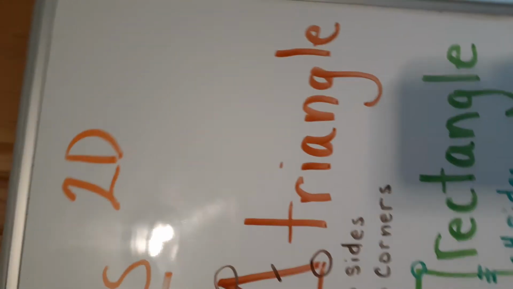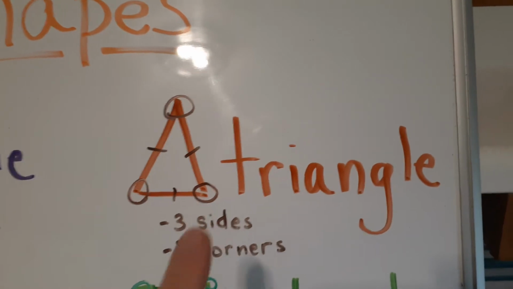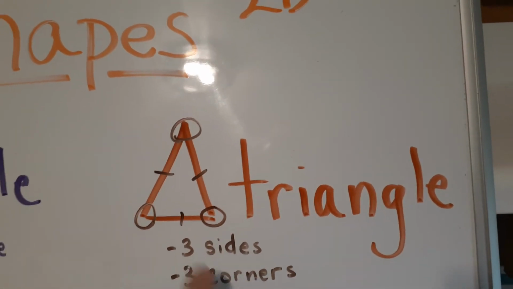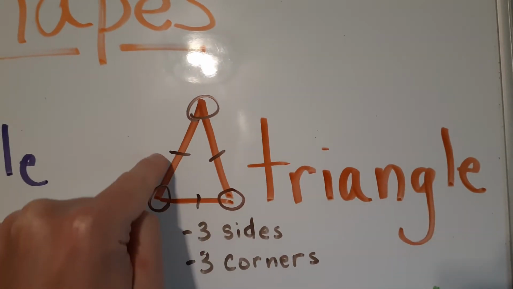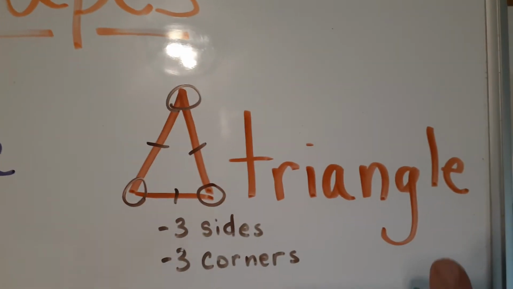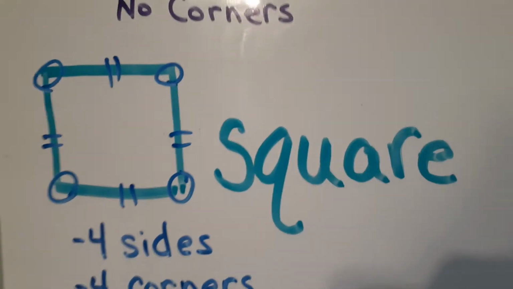The next one is a triangle. The triangle has 3 sides and 3 corners. Let's count them. 1, 2, 3 corners, and 1, 2, 3 sides. That is a triangle.